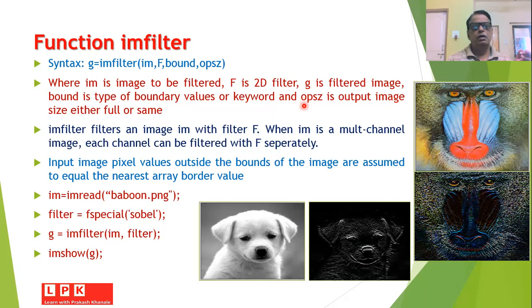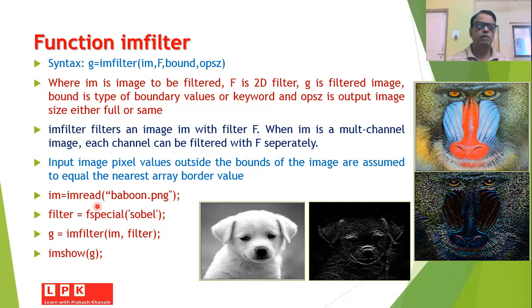So imfilter filters an image IM with the filter F. This function is very useful whenever you want to filter any given image. And if it is a multi-channel image, then on each channel of the image the filter F will be applied separately. The input image pixel values outside the bounds of the image are assumed to be equal to the nearest array border value.